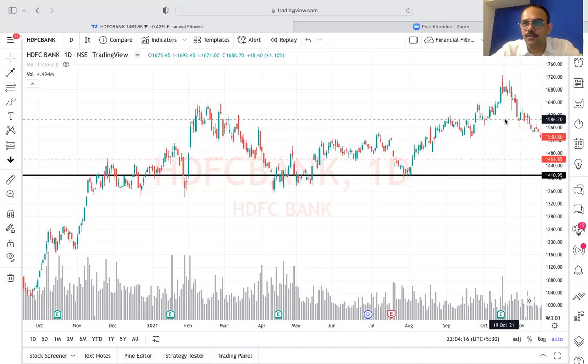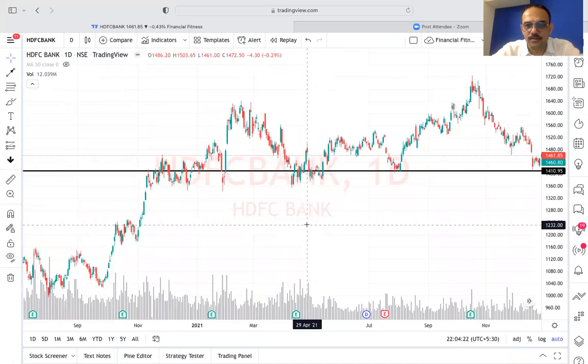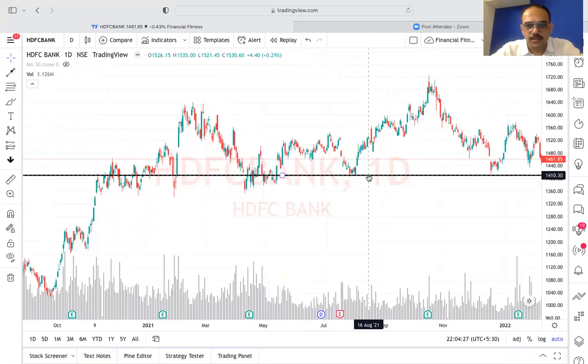I'm here. I have two questions. One is this support and resistance. Does it work for indices also? Yes, anything which is traded by humans.